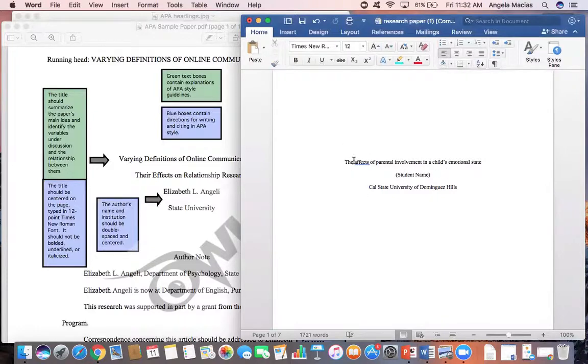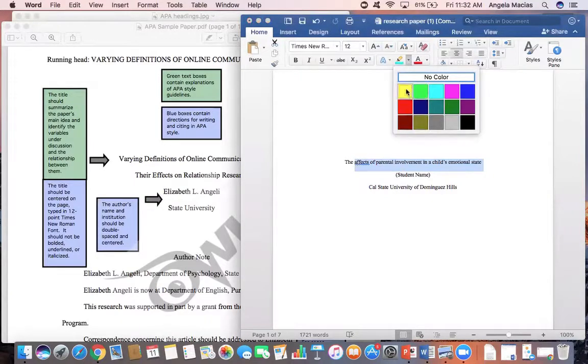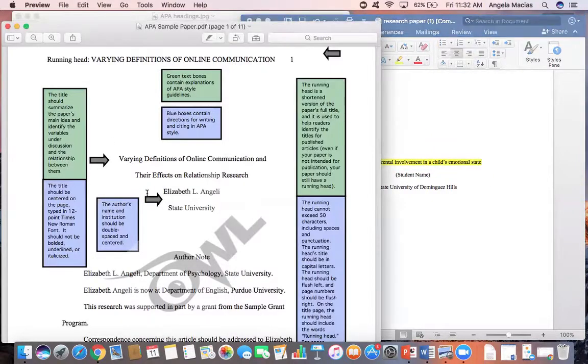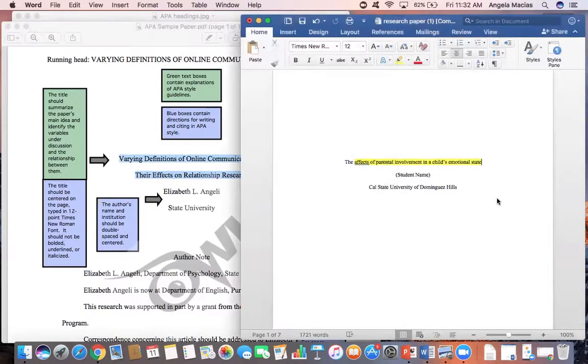The only thing I notice is that there's only one capital letter here, and the rest of these are not capitalized. That is something that needs to be fixed, because if you see in this example paper, it is both upper and lower case throughout the title, okay?